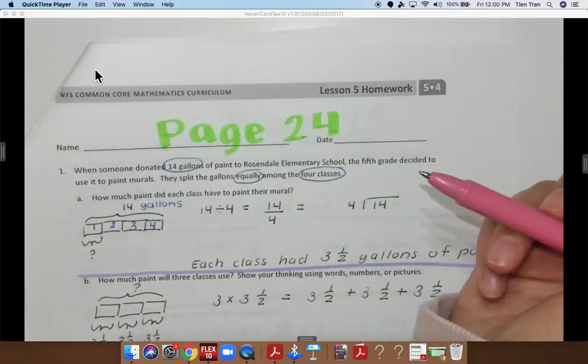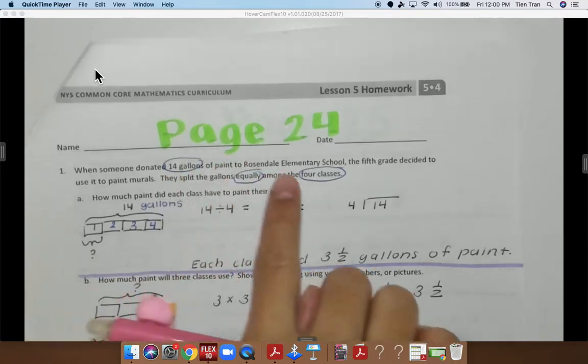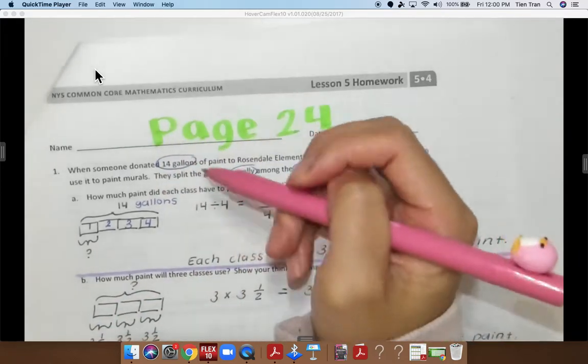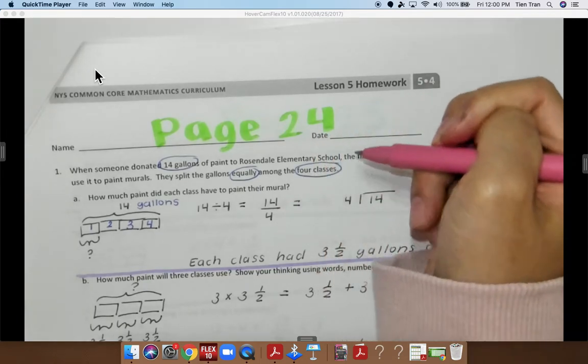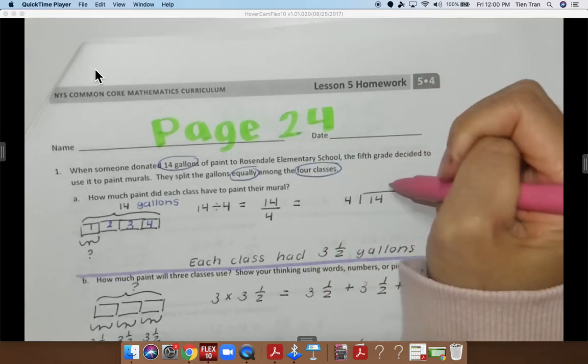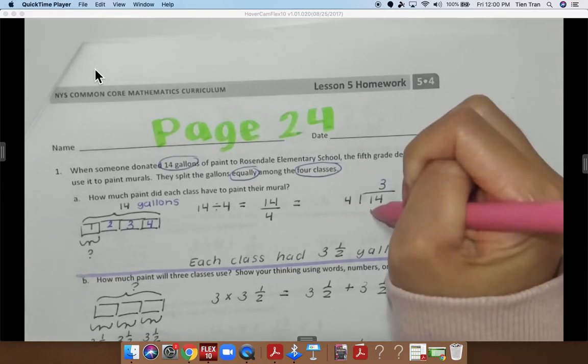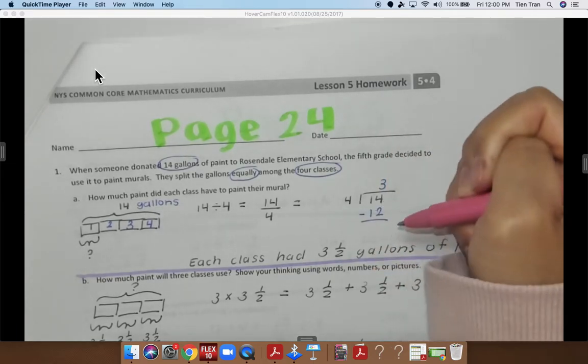And where did I get those numbers from? Right here, where it says 14 gallons and 4 classes. So 14 divided by 4. I'm going to divide 14 divided by 4. How many times can 4 go into 14? 3 times. What is 14 minus 12?